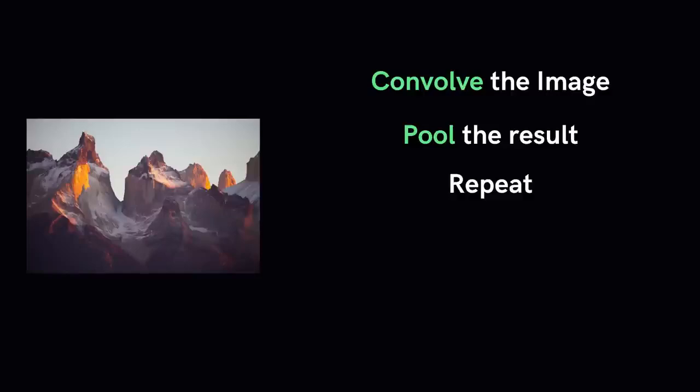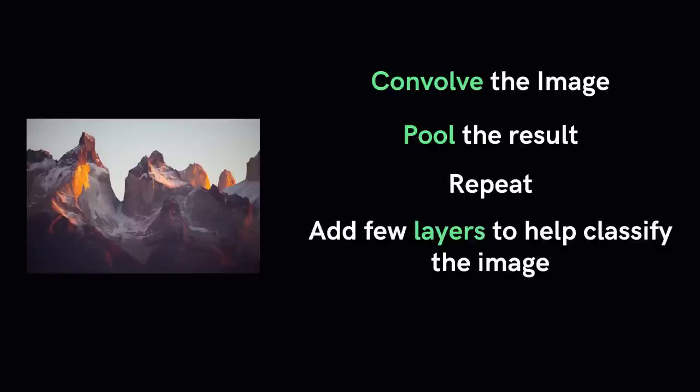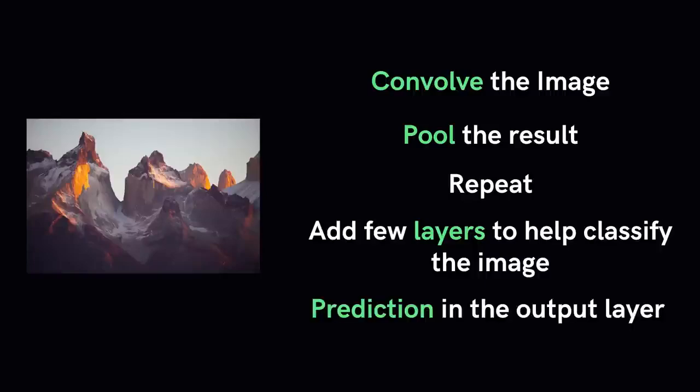Next, we typically repeat the convolution and pooling steps multiple times using previous features as input. Then we add a few fully connected hidden layers to help classify the image. And finally, we produce a classification prediction in the output layer.